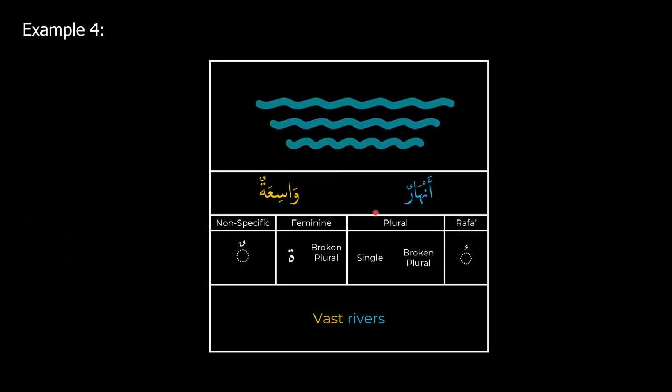Okay, let's take a look at another example. We have anharun wasi'atun. So we know both of them are non-specific because of the tanween ending. We know both of them are feminine because anharun is a broken plural and wasi'atun has a ta marbuta ending. And then for number, we know anharun is a broken plural again. Therefore, wasi'atun needs to be singular. And then we know both of them are rafa because of the dhamma ending. Therefore, this translates into vast rivers.